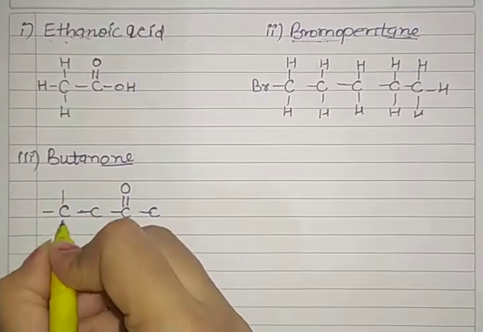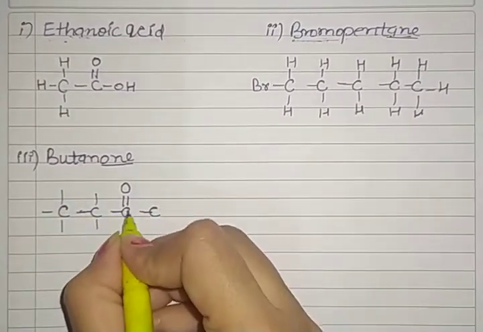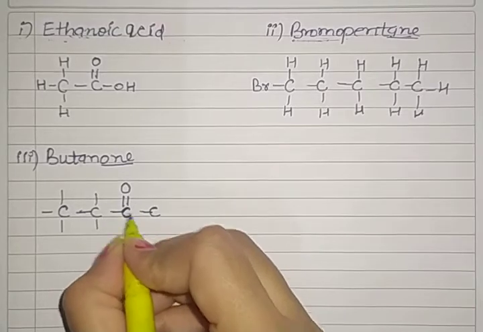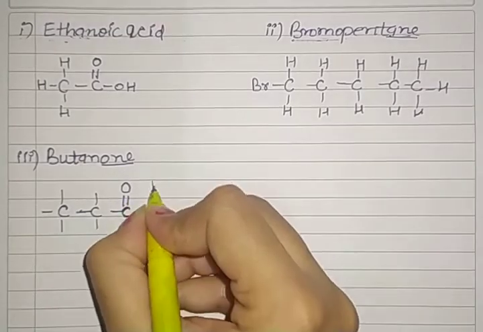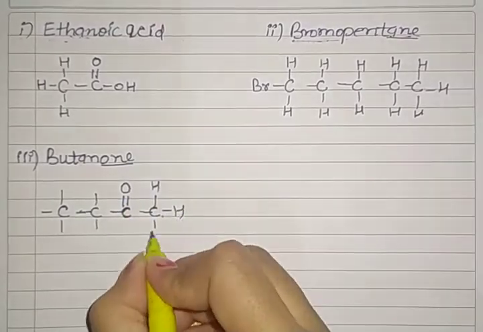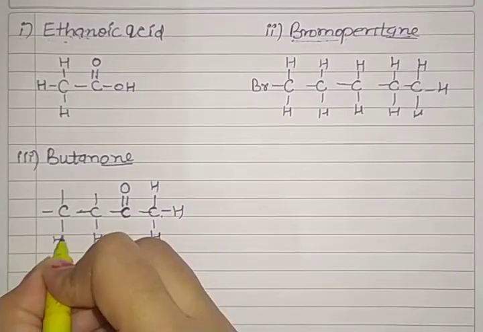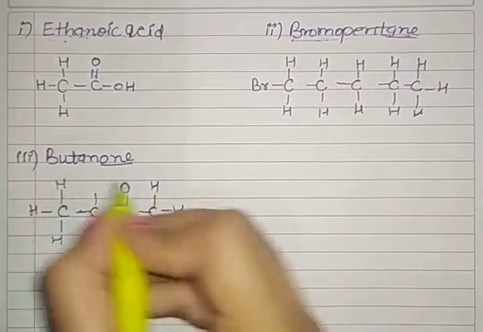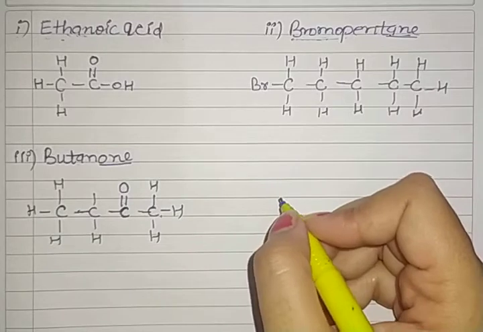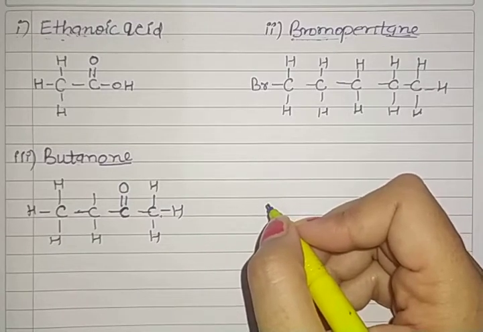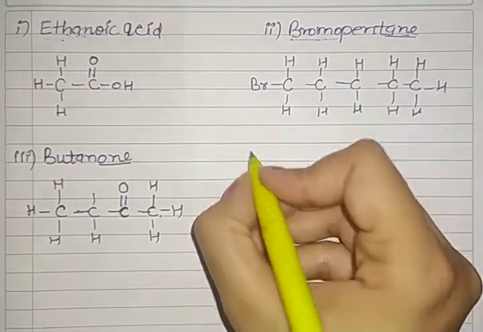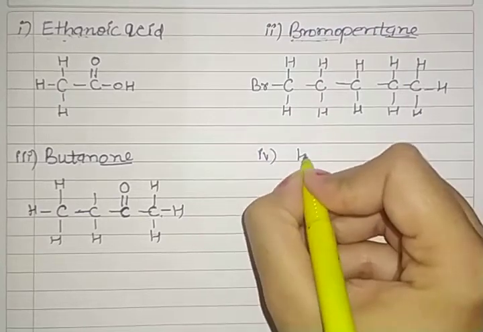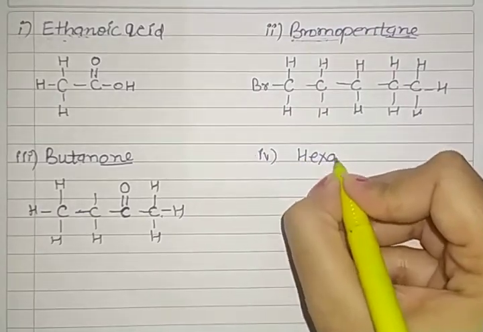After that you have to complete the valency of all the carbon atoms. As you can see, this carbon already has 4 bonds present, so no hydrogen is attached to that carbon. So this is the structure for butanone.